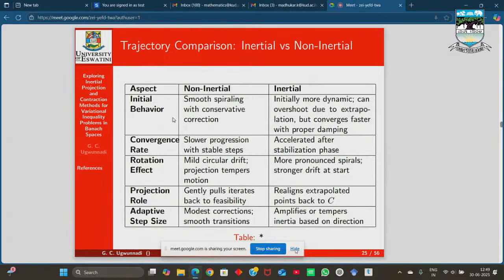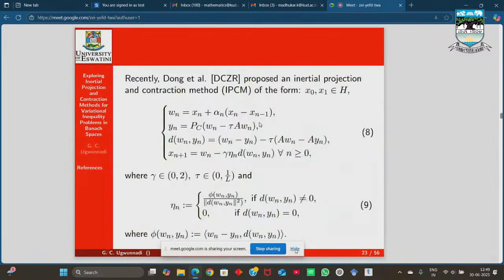Because of the nature of the rotation, we now try to see the trajectory comparison between inertial and non-inertial. See the initial behavior: the non-inertial moves smoothly, trying to correct. But for inertial, the momentum, what we call extrapolation, always tries to converge faster. What controls the inertial is this alpha n.